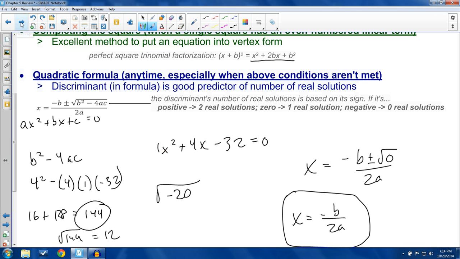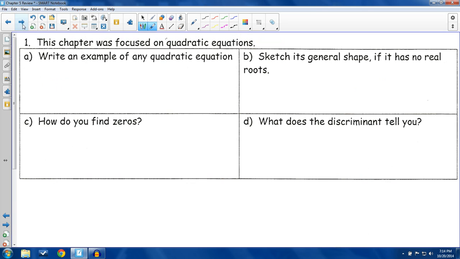Okay, ready to go? I want to do some word problems now. I'm going to do some real problems with you. Let's breeze through this now that we've talked about everything. This is just going to go 1 through 8. This chapter was focused on quadratic equations. Let's write an example of any quadratic equation. All right, I'll give you one.